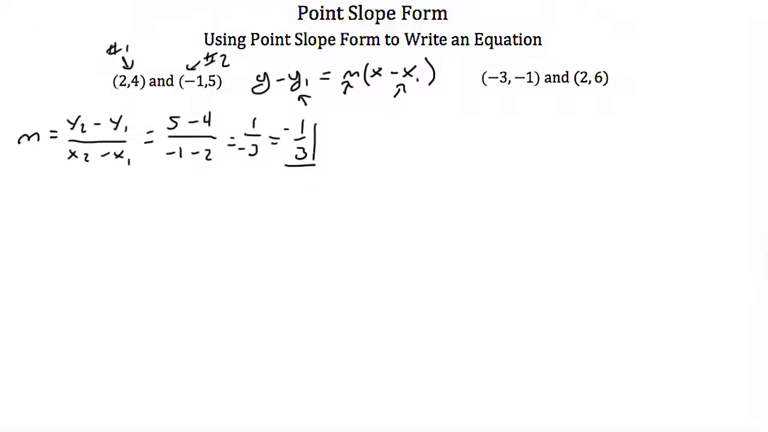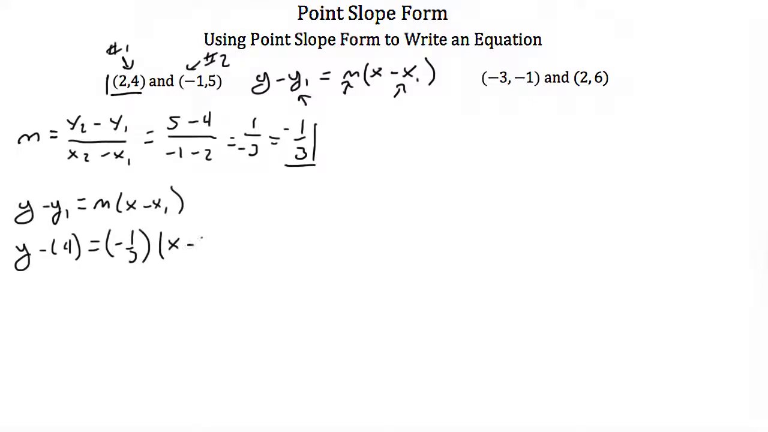And now that we have our slope, I'm going to plug that in for m, and I can pick either one of these points to plug in for y1 and x1. So I'm going to pick this one right here, 2, 4, and we're going to plug it in to y minus y1 is equal to m times x minus x1. So y minus 4 is equal to negative 1/3 times x minus 2.